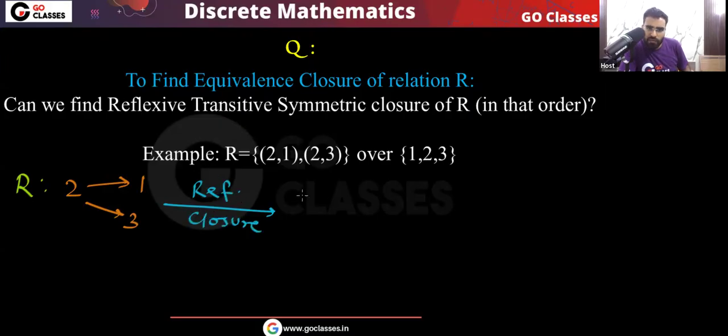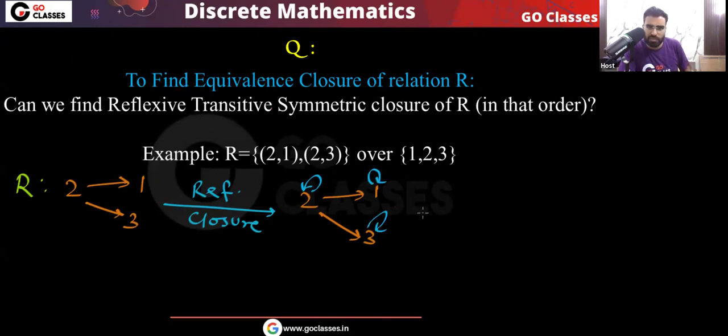So when I find the reflexive closure, then tell me what will happen. How to find reflexive closure when graph representation is given? Very simple, you will add all the self loops. Okay, that's very easy. You will add all the self loops. Okay, so this is the reflexive closure.